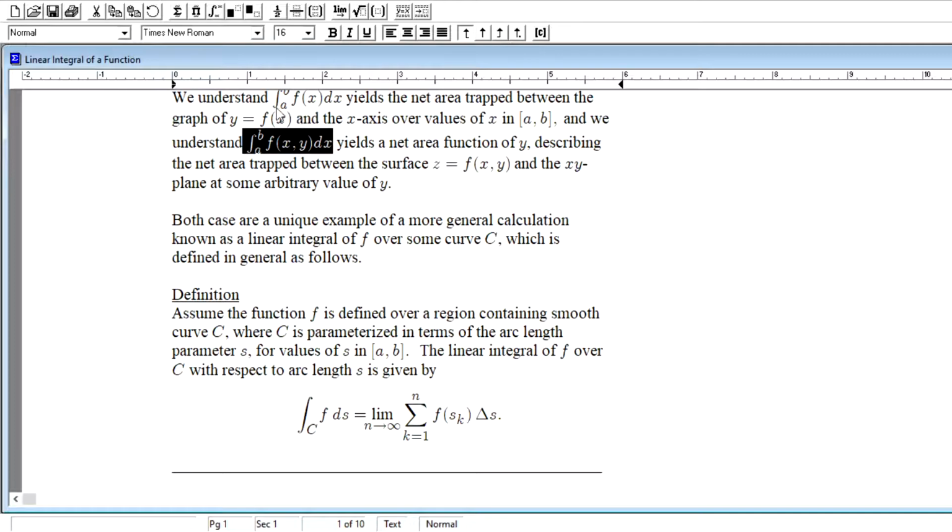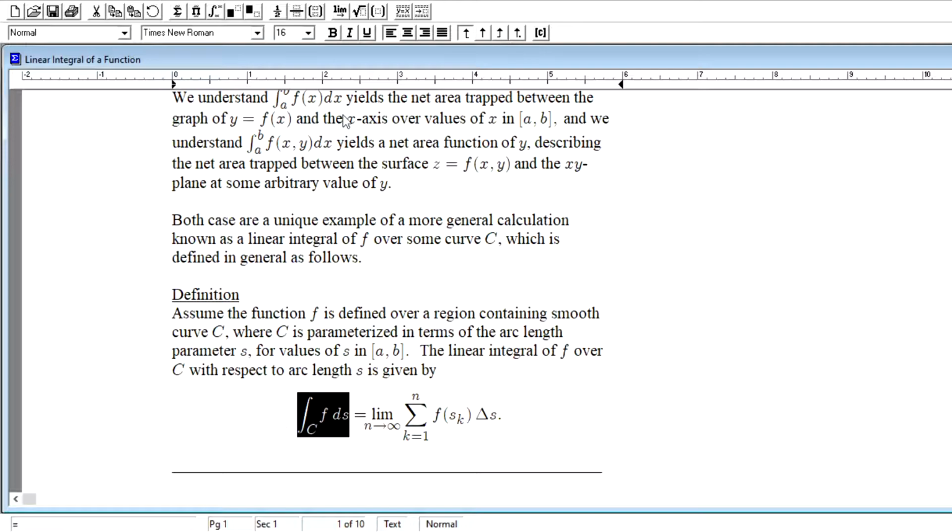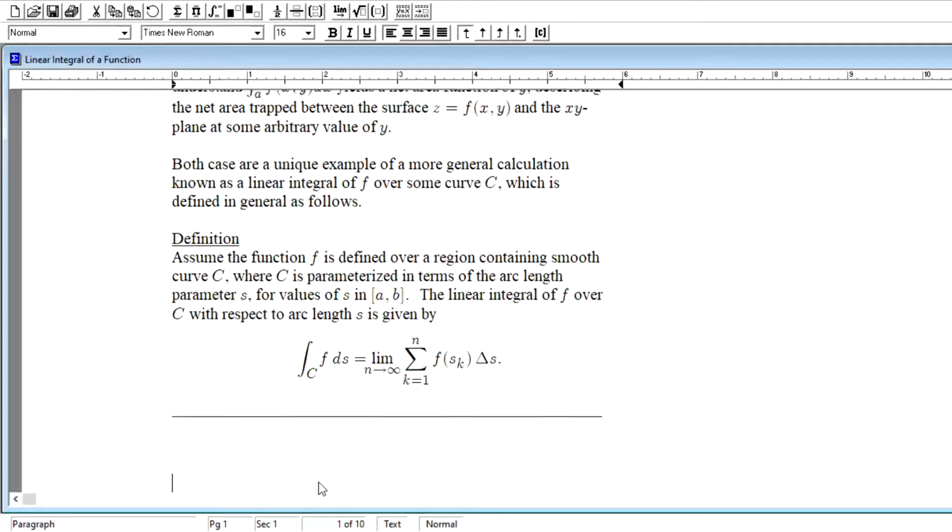What we have to understand is that these two understandings are unique cases for what is formally understood as this here: the linear integral of f over c with respect to arc length s. This is a very generic way to summarize these calculations seen above, and all of the calculations that happen to fit this particular form, of which we're going to add to in this section.